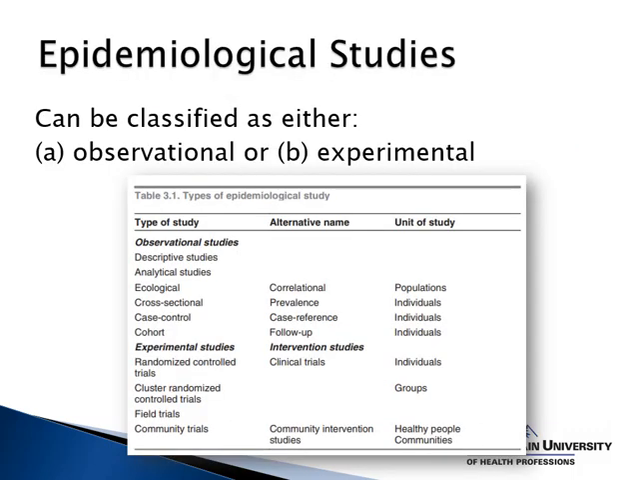So in the basic epidemiology textbook, it classifies epidemiologic studies as observational or experimental. You can see some examples there, and we're going to go through these today.